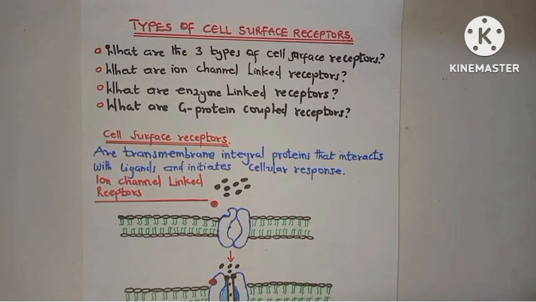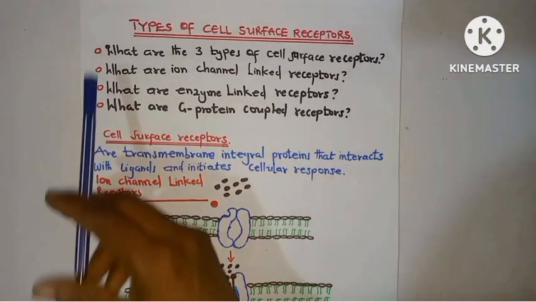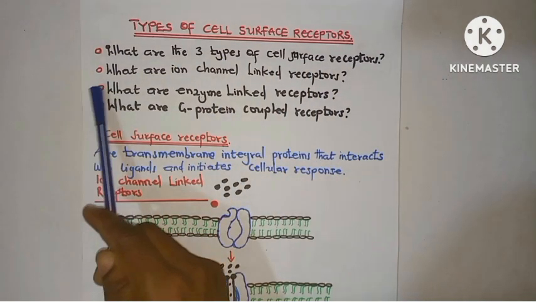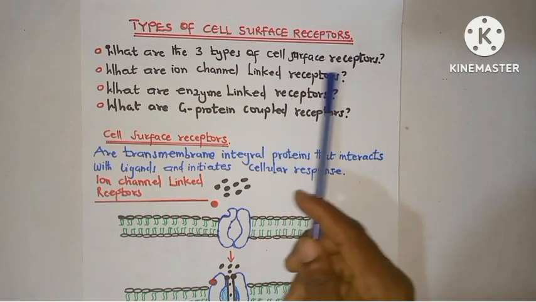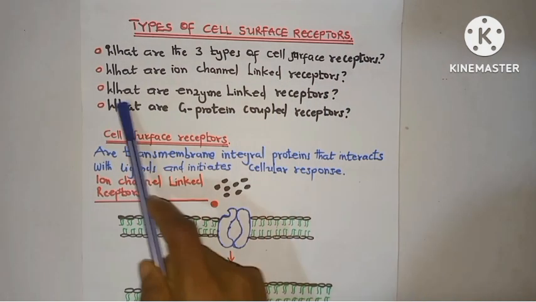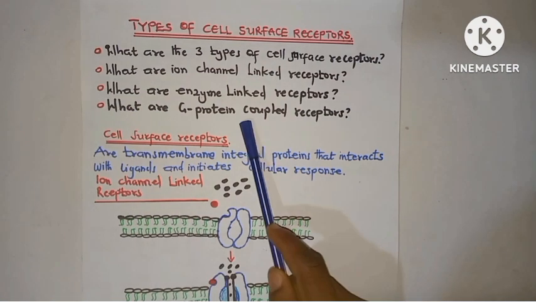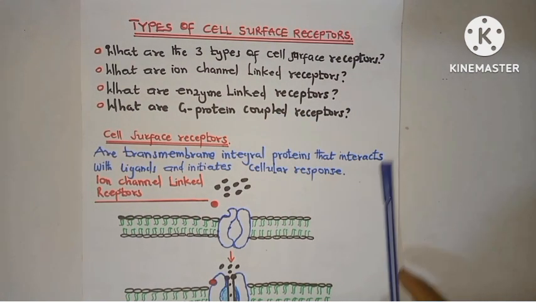In today's video, we're going to talk about cell surface receptors. So, at the end of this video, you should be able to answer the following questions. Number one, what are the three types of cell surface receptors? Number two, what are ion channel linked receptors? Number three, what are enzyme linked receptors? And number four, what are G protein coupled receptors?